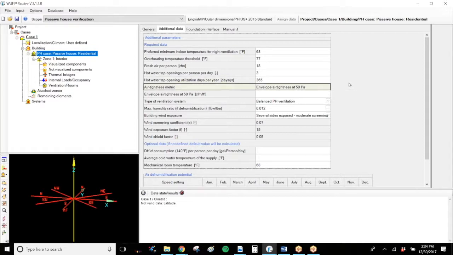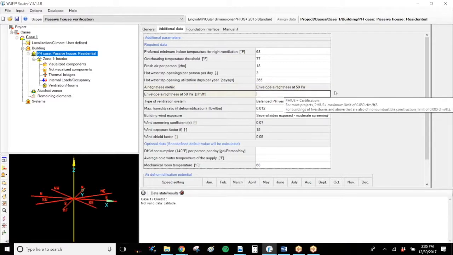Moving down, the air tightness metric. This is the envelope air tightness at 50 pascals. That is PHIUS's requirement, or the PHIUS's limit is based in CFM 50 per foot squared of envelope area. So that is the metric we're looking at here.